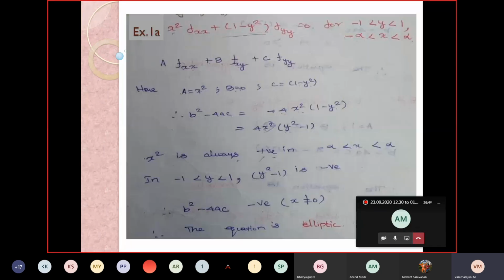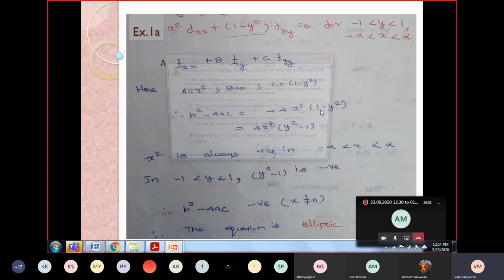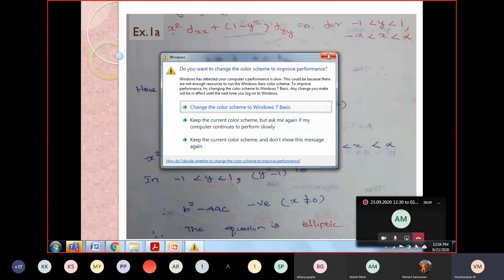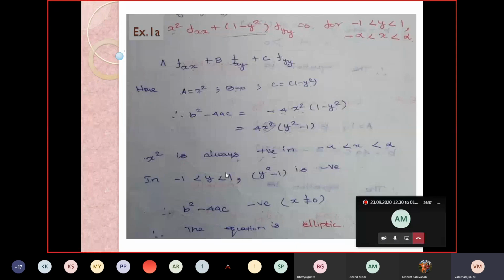And this is your exercise number 1a. First, we will find whether the given equation belongs to elliptic, parabolic or hyperbolic, and then we will solve the given problem. Assume this is the given problem: x² f_xx + (1 − y²) f_yy = 0, where y varies from −1 to 1 and x varies from minus infinity to infinity. We need to find whether the given problem is elliptic, parabolic or hyperbolic.